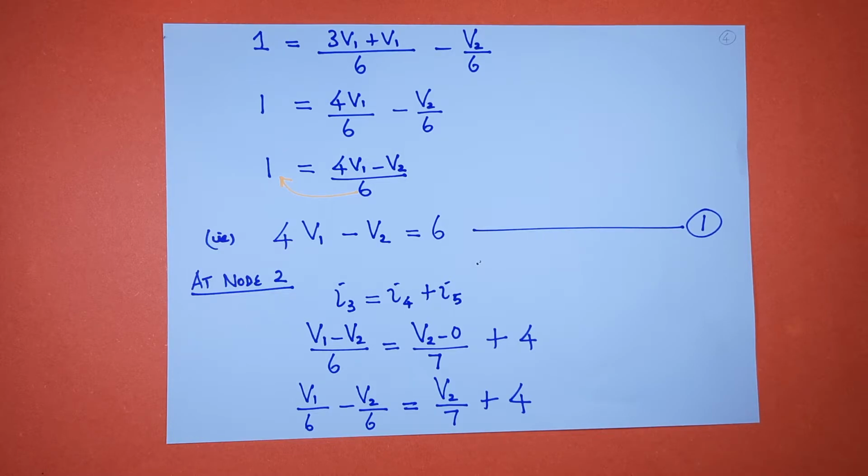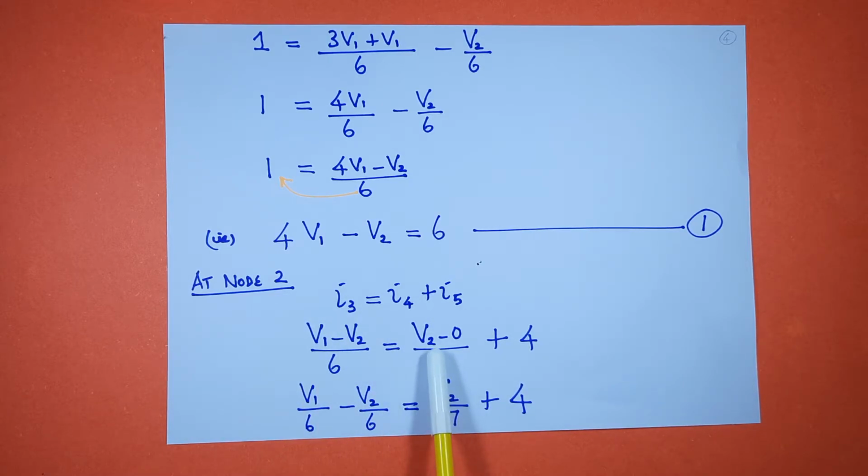Next we apply Kirchhoff's current law at node 2. I3 equal to I4 plus I5. So I3 is your incoming current, sum of incoming currents. I4 and I5 are outgoing currents. So Kirchhoff's current law says that sum of incoming currents equal to sum of outgoing currents at a junction or node point. Okay. So I3 is nothing but, we have already seen this, V1 minus V2 divided by 6, right?